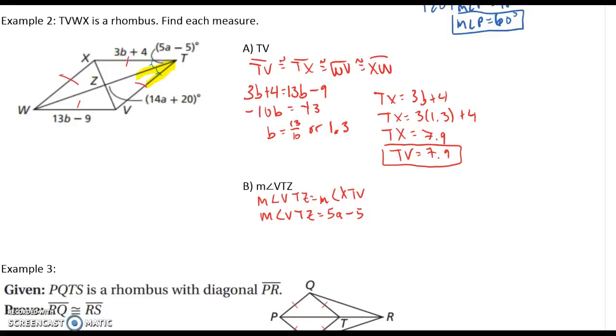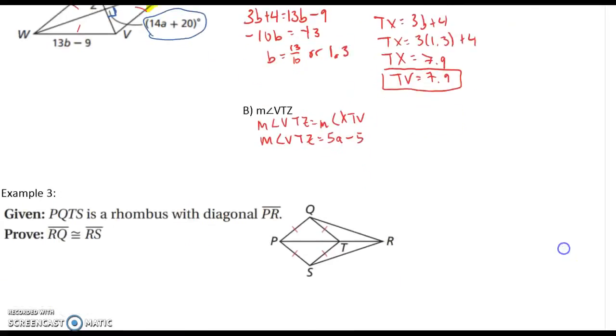Well, where else do you see A in the problem? Well, I see A right here, this 14A plus 20. And that points at this angle right here in the middle. And do you guys remember what the diagonals are in a rhombus? They not only bisect the opposite angles, but they also make what kind of angles in the center? Well, they make 90-degree angles because these are perpendicular, right?